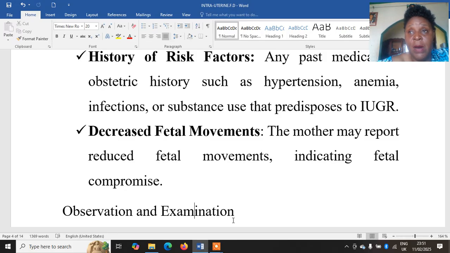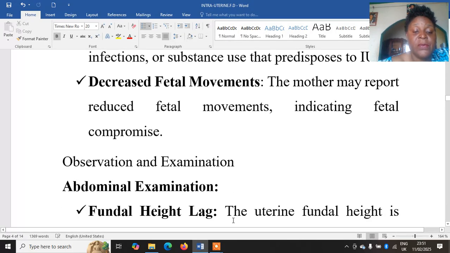And when you are one of the community members and the mother is saying, since last night, I'm not feeling my baby moving, please don't just let her go home and sleep. Tell her to go immediately and visit a health care facility for better assessment, because it might lead to intrauterine growth retardation and then its complications.